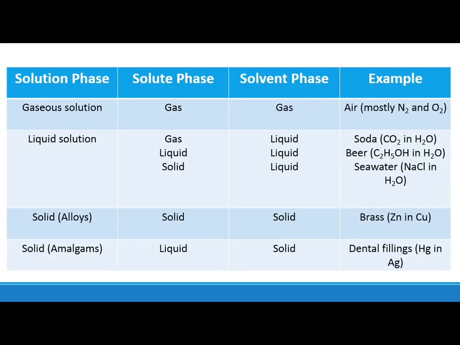And then the strangest of all, I think, are the amalgams, which is where you actually have a liquid dissolved in a solid. An example of this would be silver fillings. If you're like me and you didn't take good care of your teeth when you were a kid, you have a bunch of silver fillings, which is actually mercury and lead dissolved in some silver, and then they pack that into your teeth. So those would be known as amalgams.